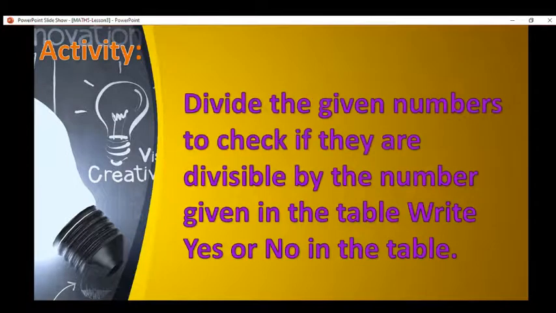So in our activity, divide the given numbers to check if they are divisible by the number given in the table. Then write yes or no in the table.